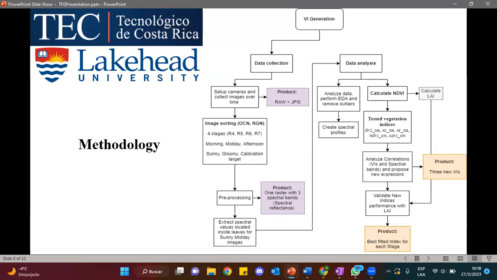And later on, having these vegetation index values, the correlation between these indexes and the spectral bands could be analyzed to propose new expressions. Specifically, 3 new vegetation indexes were proposed and then validated with the leaf area index, finalizing in having the best fitted index for each stage.